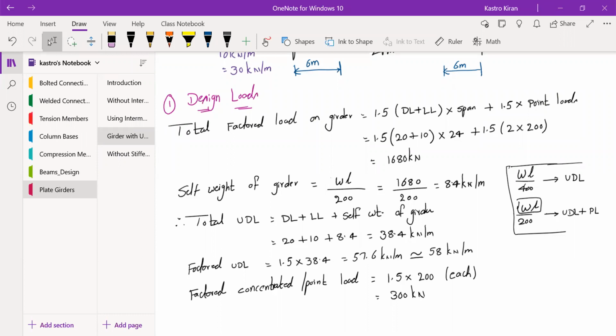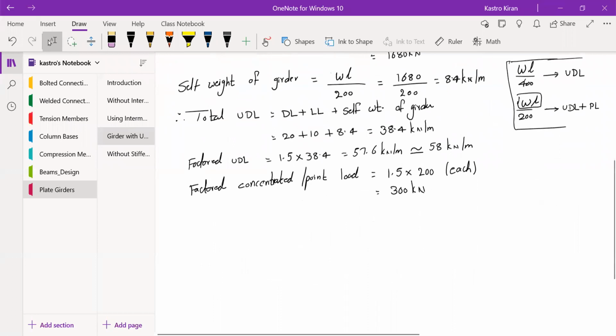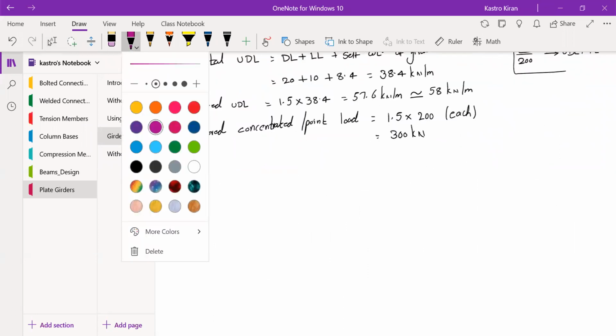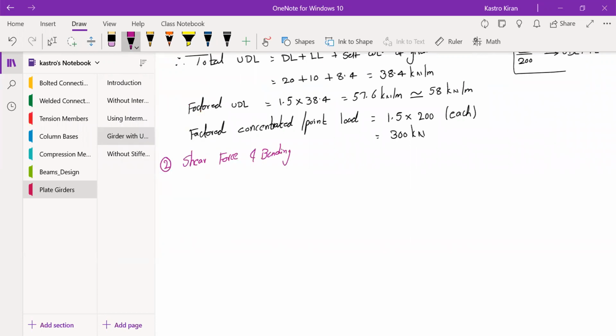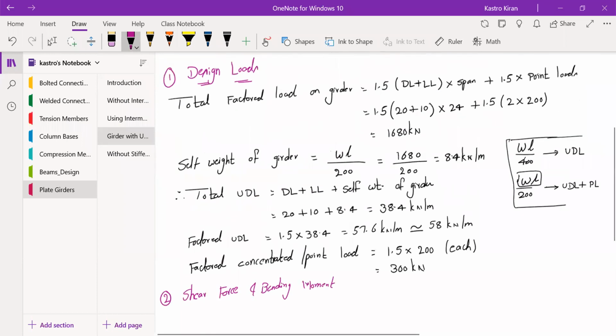Okay, now in the second step, what we are going to do is find out the shear forces and bending moments. So you can keep the second heading as shear forces and bending moments, or shear force and bending moment. So what is this and how to solve?